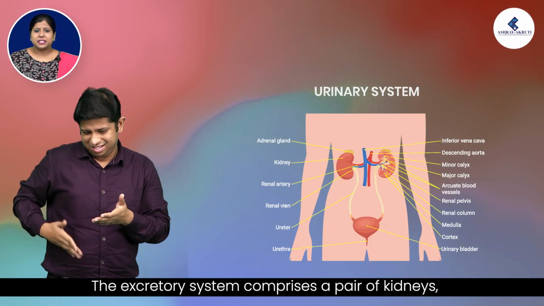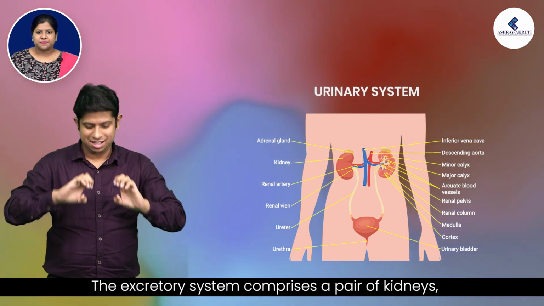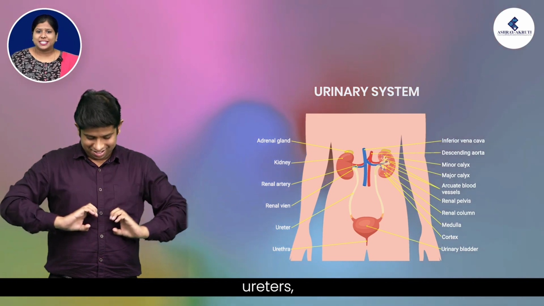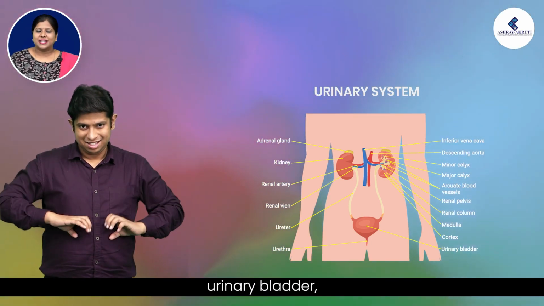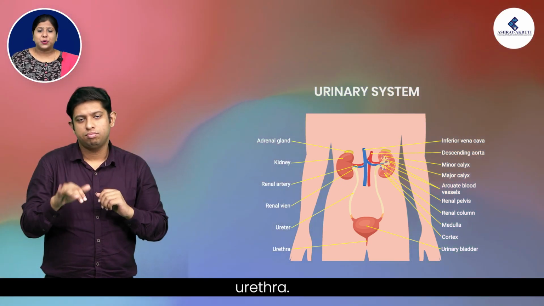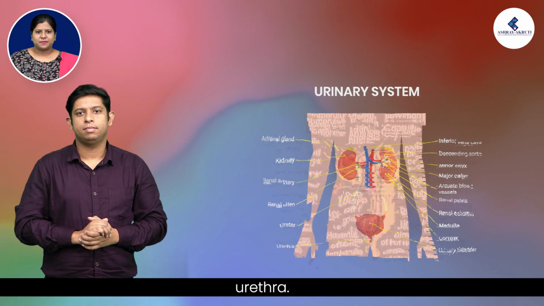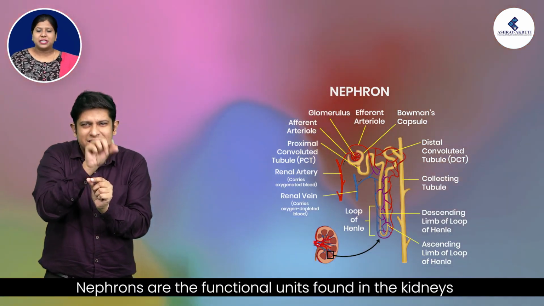The excretory system comprises a pair of kidneys, ureters, urinary bladder and urethra. Nephrons are the functional units found in the kidneys.